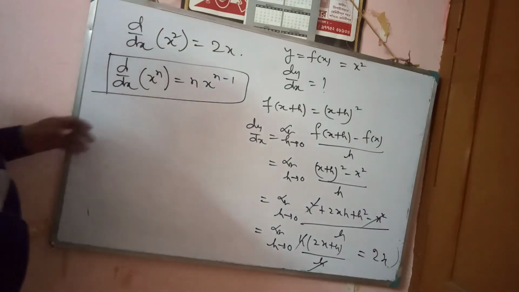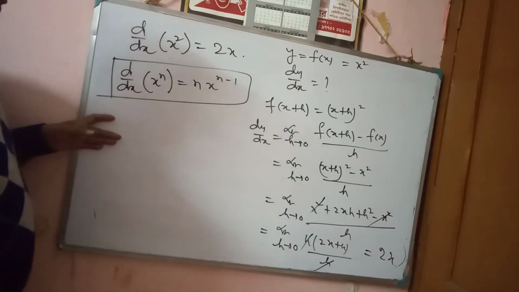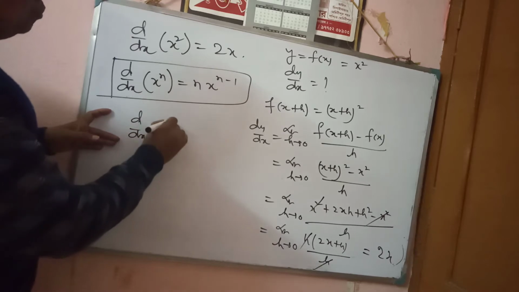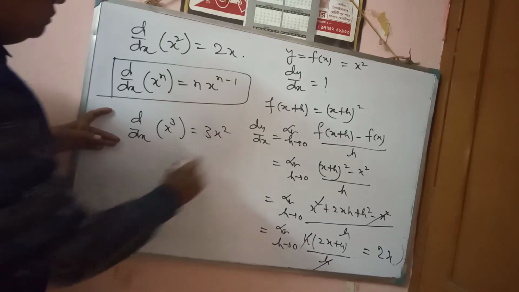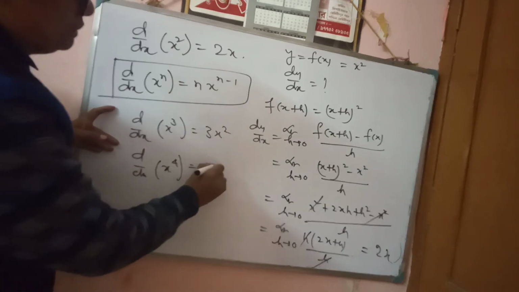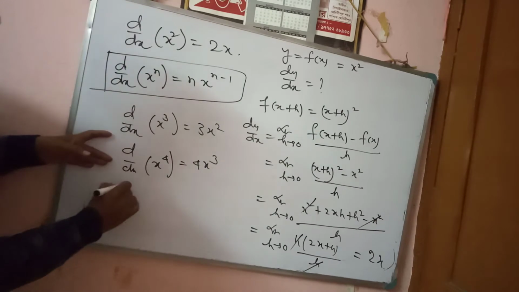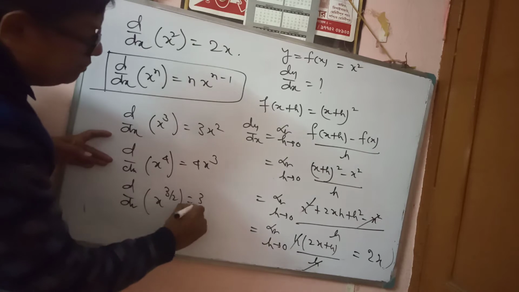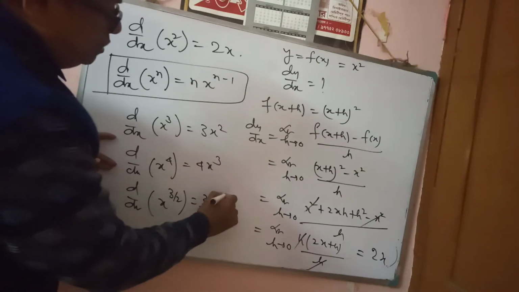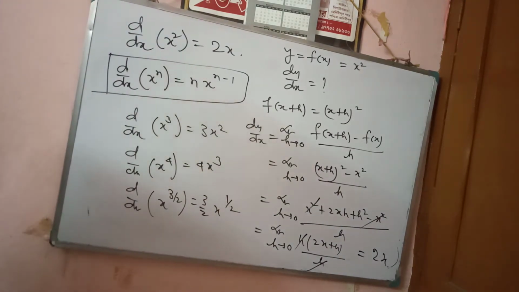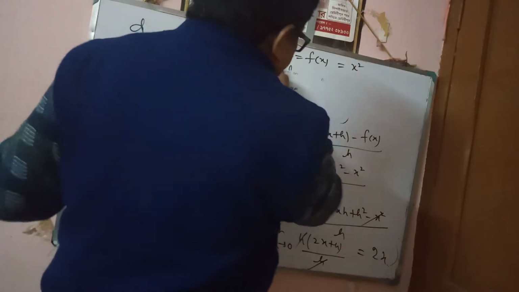Now similarly, suppose d/dx of x cube, we can write 3x square. d/dx of x to the power 4, we can write 4x cube. It's like that. Suppose d/dx of x to the power 3 by 2, we can have 3 by 2 x to the power 3 by 2 minus 1, that is half. Okay, all of you remember the process.